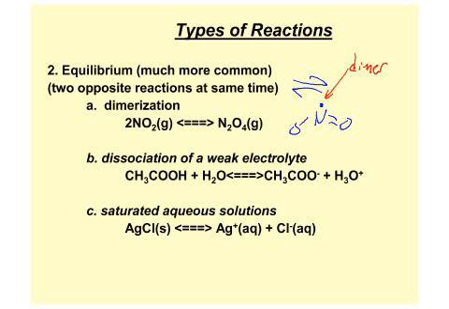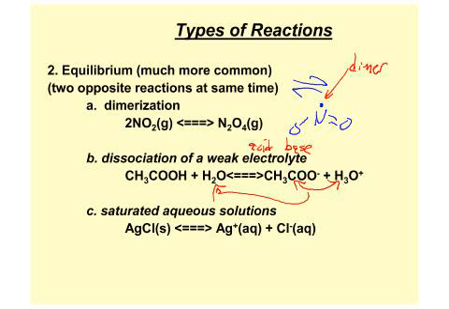Dissociation of a weak electrolyte. So if it's a weak electrolyte, like a weak acid or a weak base, which is the most typical, this is a weak acid, the dissociation doesn't happen 100% and stay there. So some of the acetate ions would react with H3O+ and form water back the other way.